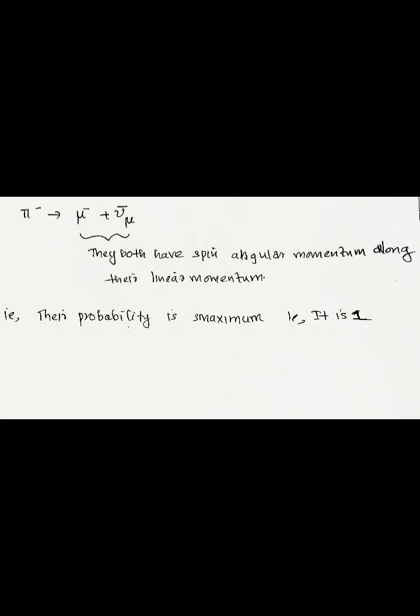So here the interaction given as pions gives muons and antimuons. So we know that muons and antimuons have the spin angular momentum along their linear momentum. So we need to find the probability. As they both are in the direction of the momentum, we can say that the probability is maximum. That is, it is 1. So the answer is 1.